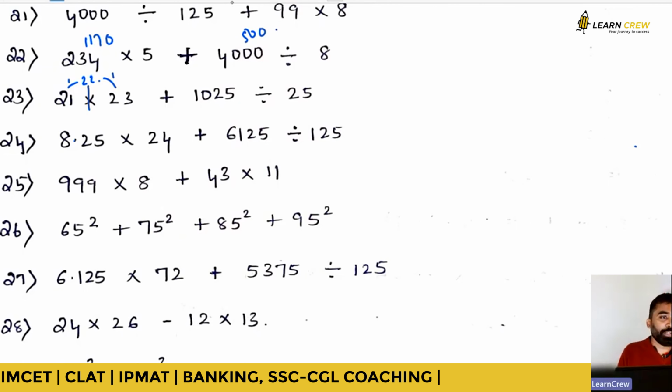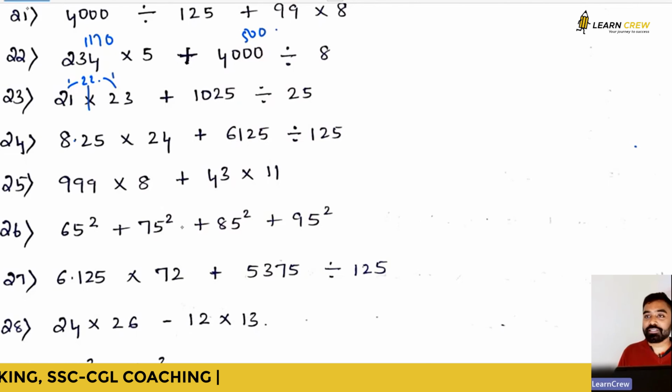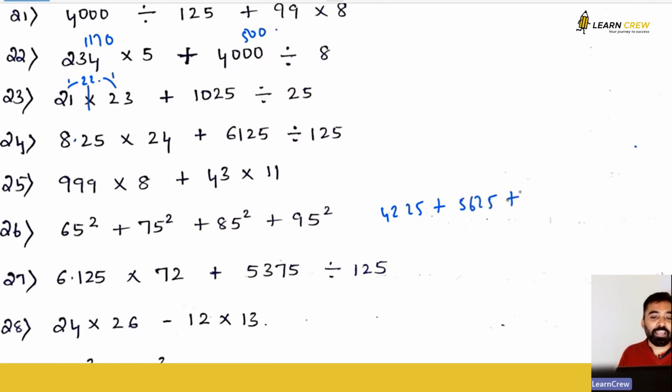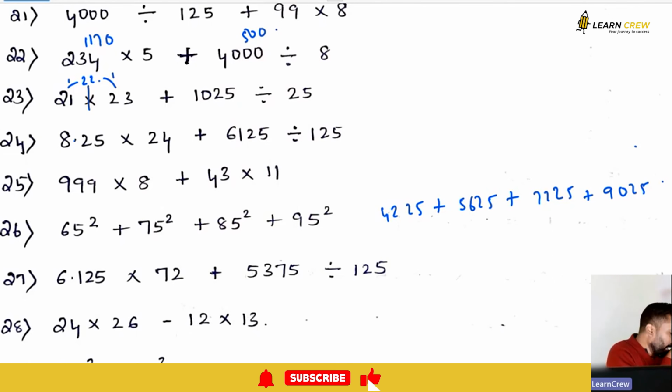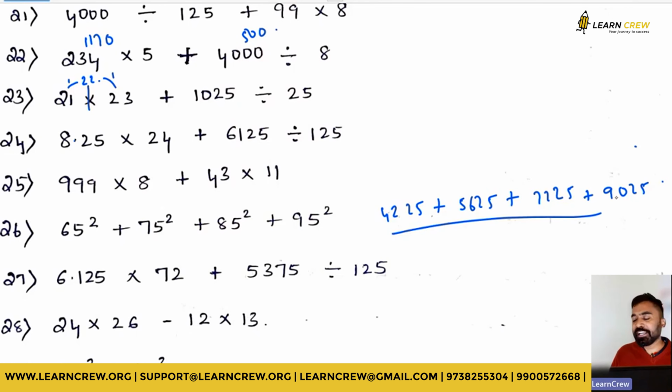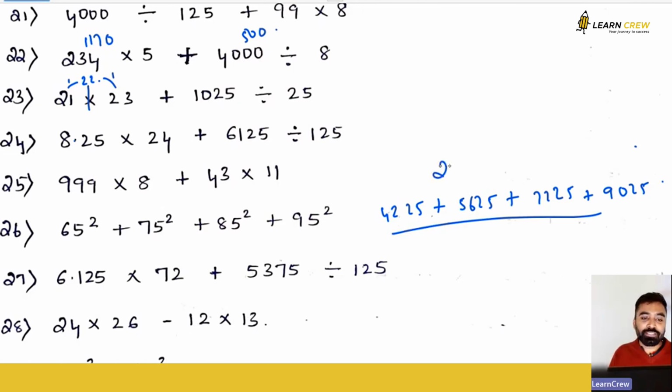Okay. Next one. How to do it for 5? You know it, right? 65 square is 4225 plus 75 square is 5625. 85 square is 95. Okay. All are starting to become experts in squares. Okay. Now the given number is 6.12. Okay, you can add these numbers and get the result of it. It's going to be 2600.